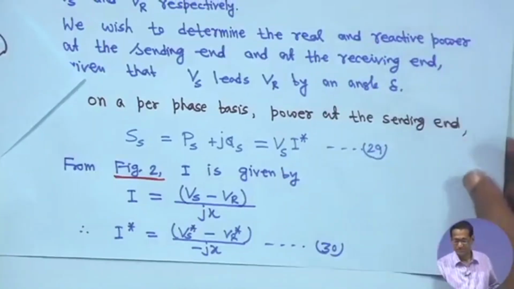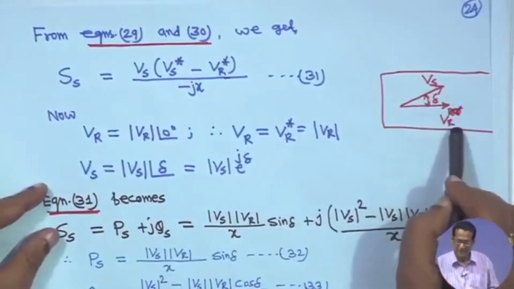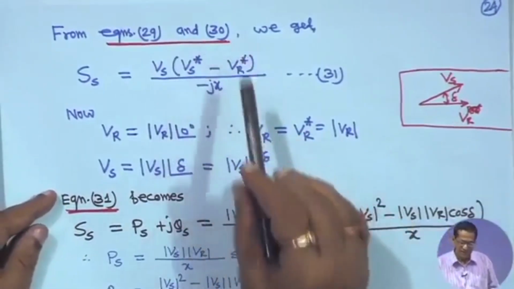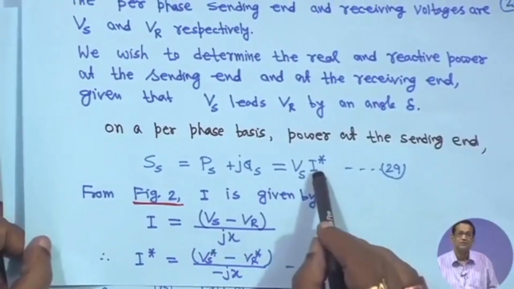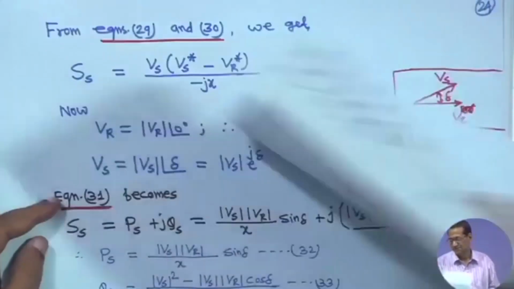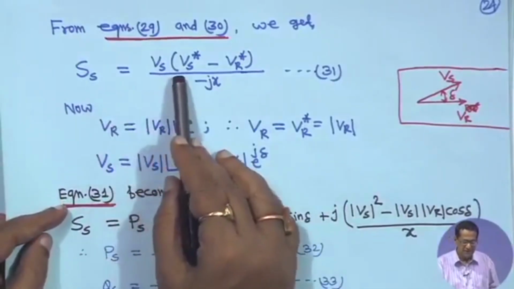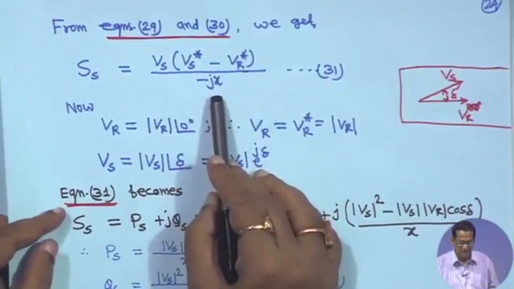Here it is actually V s leading V r by an angle delta. So, from equations 29 and 30, you substitute this I conjugate here. If you do so, S s is equal to V s into V s conjugate minus V r conjugate divided by minus j x.